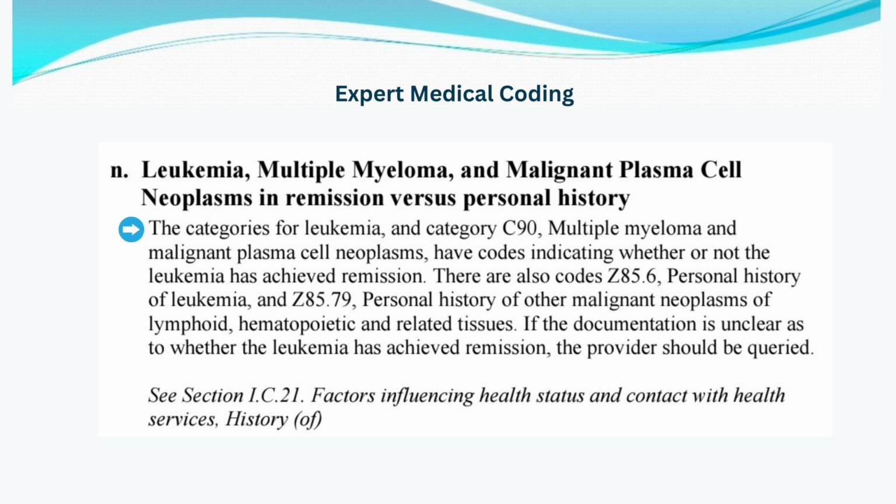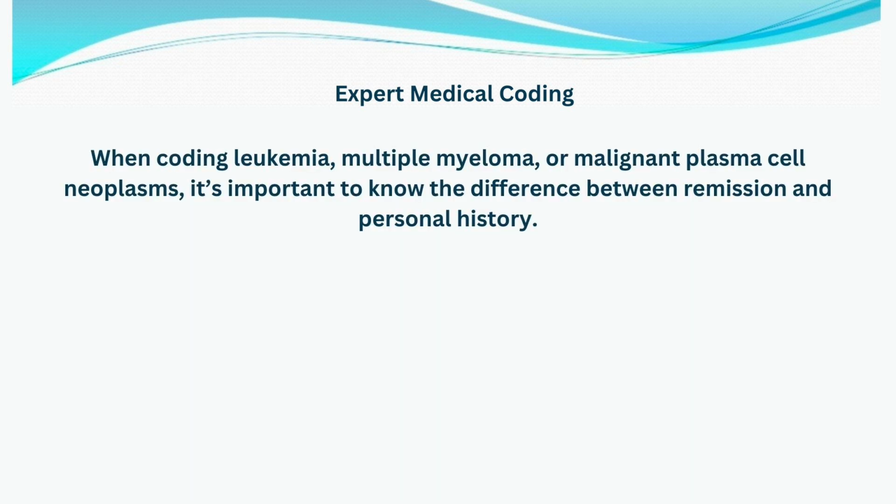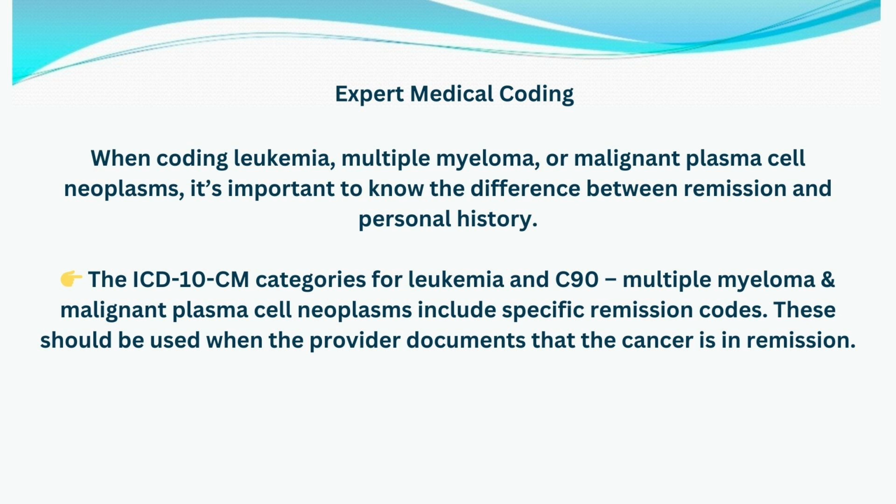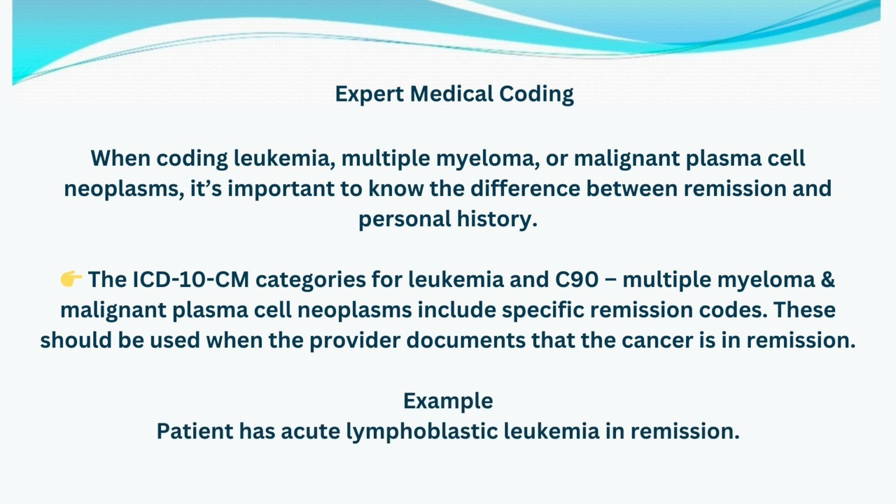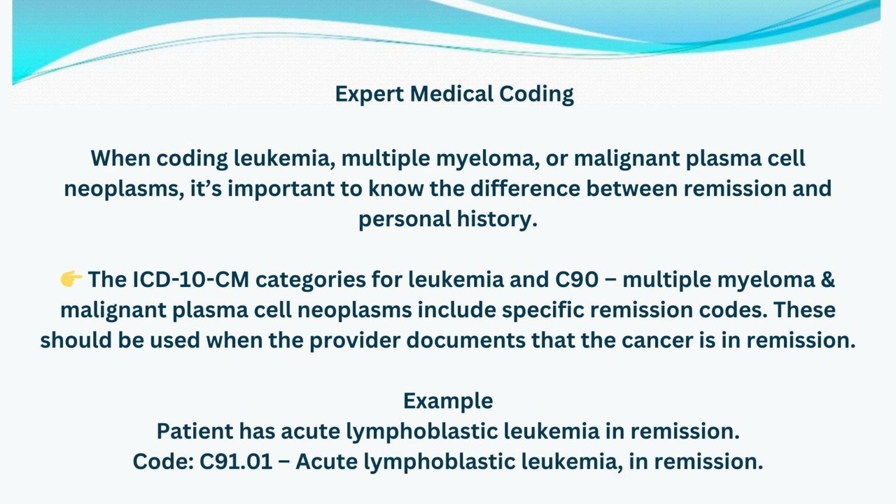be queried. When coding leukemia, multiple myeloma, or malignant plasma cell neoplasms, it's important to know the difference between remission and personal history. The ICD-10-CM categories for leukemia and C90, multiple myeloma and malignant plasma cell neoplasms include specific remission codes. These should be used when the provider documents that the cancer is in remission. For example, the patient has acute lymphoblastic leukemia in remission. So we have to assign code C91.01, acute lymphoblastic leukemia in remission.